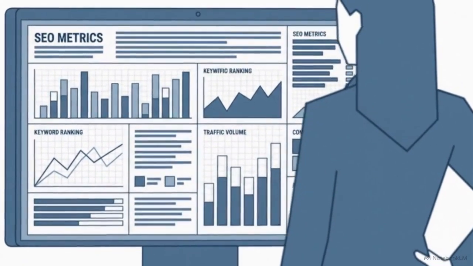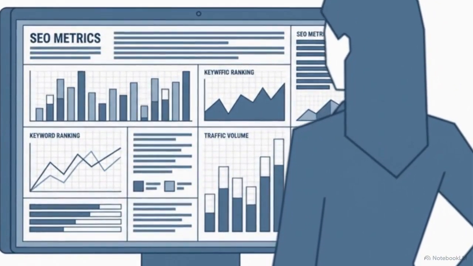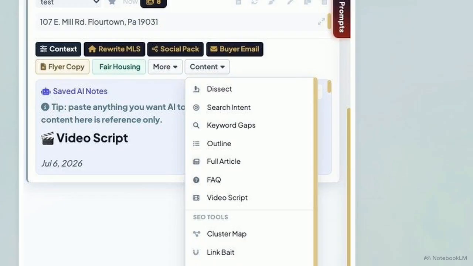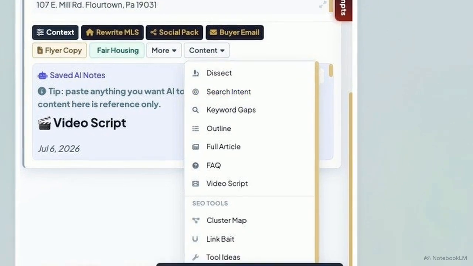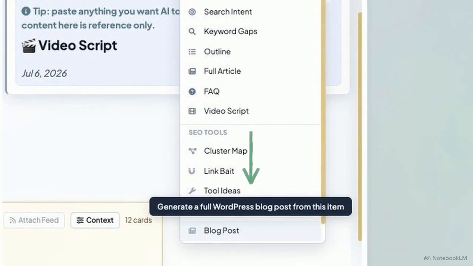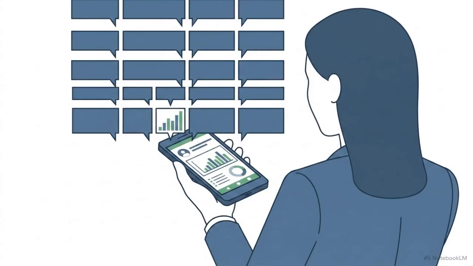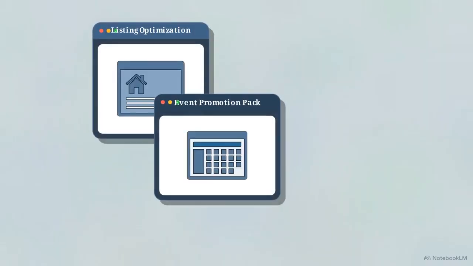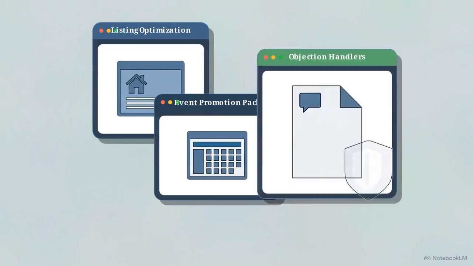The workflow scales well beyond those daily short-form tasks. It moves directly into complex, long-form conversational content and SEO strategies. This menu reveals the deeper tools. The system dissects the single listing to find buyer search intent, identify keyword gaps, and output long-form content like full WordPress-ready blog posts. It also provides conversational generation tools to help you communicate directly with clients, including Zillow listing rewrites, full open house promotion packs, and scripts designed to handle seller objections.